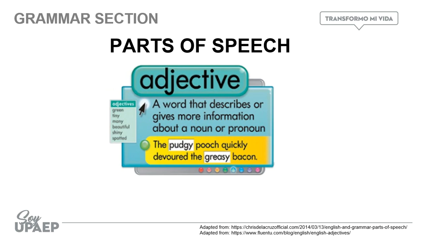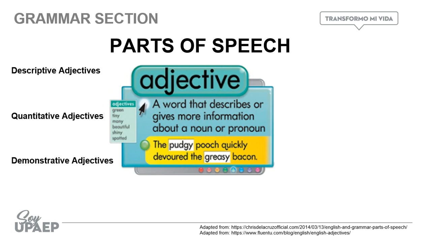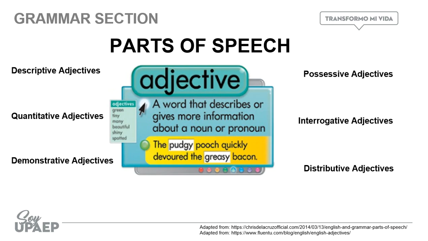An adjective is a word that describes or gives more information about a noun or a pronoun. There are different kinds of adjectives: descriptive adjectives, quantitative adjectives, demonstrative adjectives, possessive adjectives, interrogative adjectives, distributive adjectives, and articles. Descriptive adjectives are the ones that you use to describe things. For example, beautiful, tall, nice.